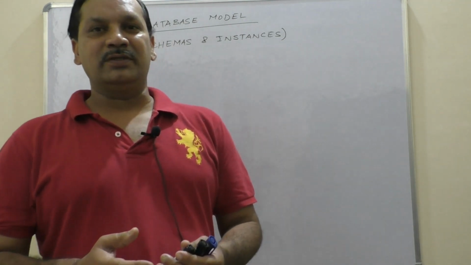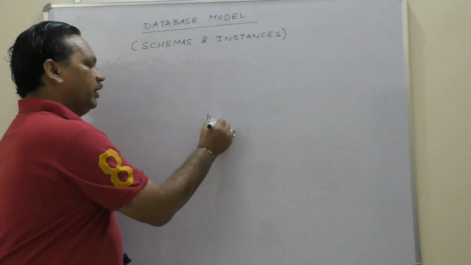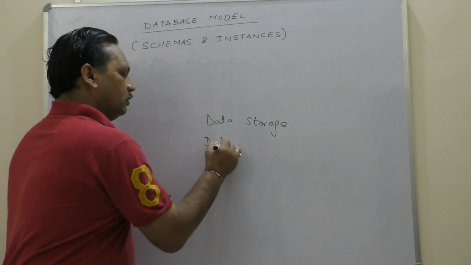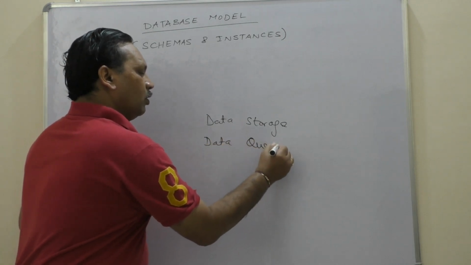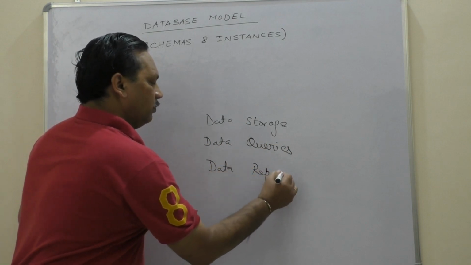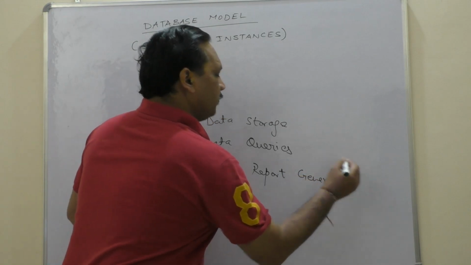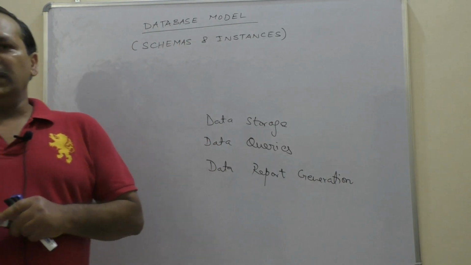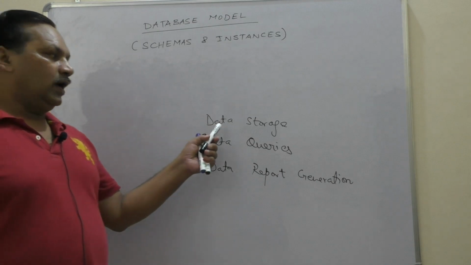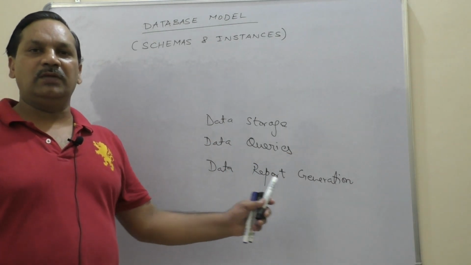Well, database management systems is very important because we do various tasks such as data storage, data queries, that means retrieval, and data report generation on the basis of queries which are submitted by the user. For all these purposes we need to understand how data is modeled. When I say modeling, I repeat, we have to store the data, we have to query the data, and we have to generate reports on the basis of data which has been queried.